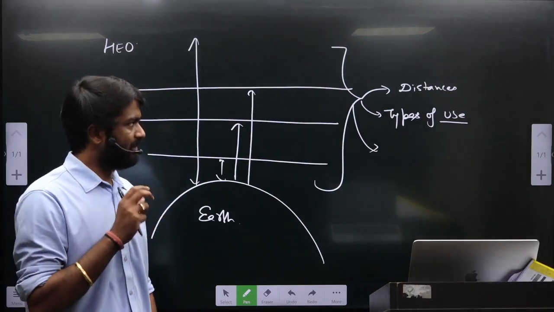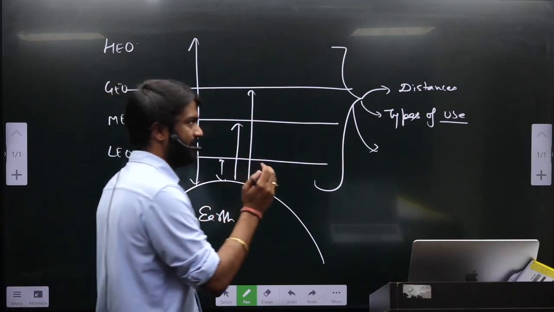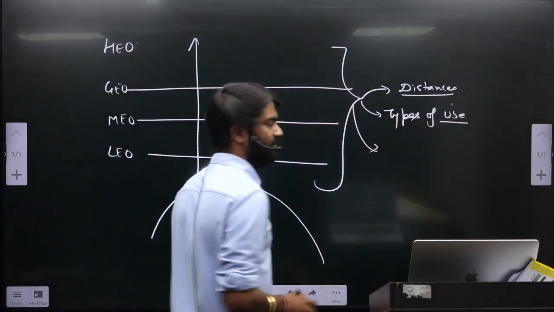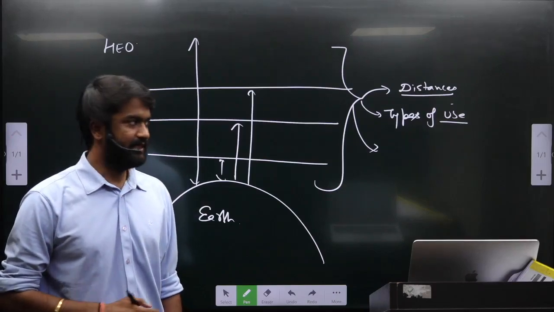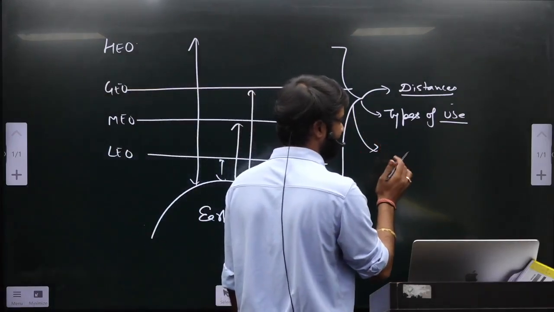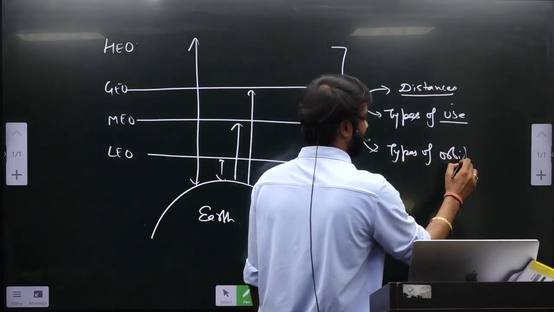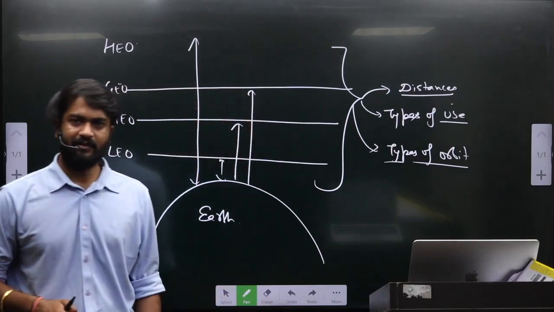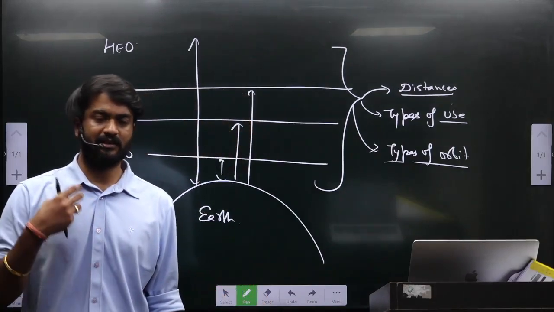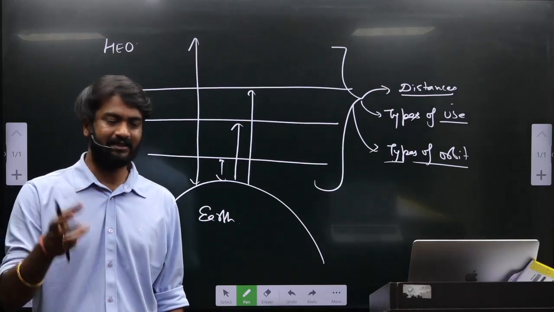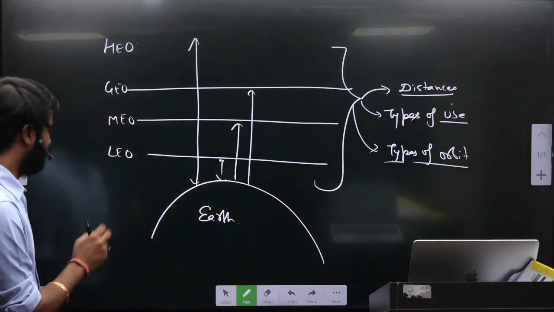I'm coming to it. What I am saying is, I should be mindful of the types or the use case of these orbits apart from distance. Then I should be more concerned about the types of orbits. So you might have seen in your various test series, maybe geostationary, geosynchronous, sun synchronous, polar orbit, etc. So what are the various types of orbit? That is what we'll be focusing upon.